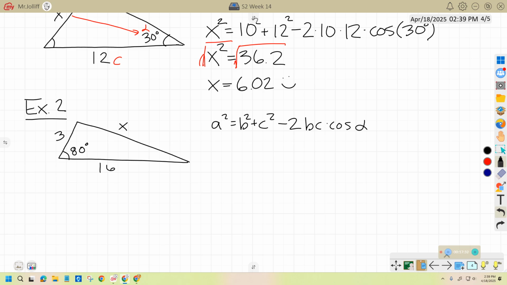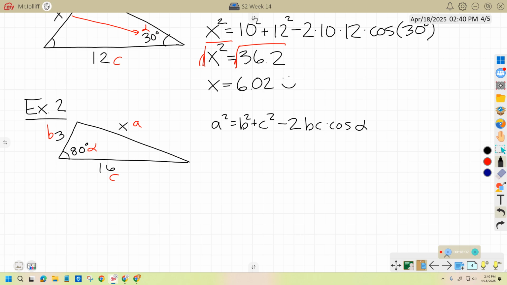We're going to do the matching process. Which side is my A? X, good. That's the unknown side. Where is my angle? 80, this is my alpha. Omar, which one's my B, which one's my C? 16. Did we have to do it in that order? No, very good. Yeah, not so scary.